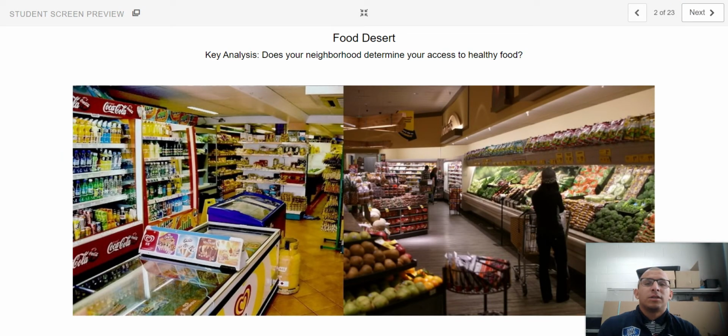Oftentimes in different communities, there are multiple ways to obtain groceries. Sociologists use the term food desert when it is more difficult for certain communities to obtain high quality produce and food that is generally considered good for you, as compared to the plethora of fast food chain restaurants. So we're going to look through some data in this lesson to determine whether or not our neighborhood determines our access to healthy food.